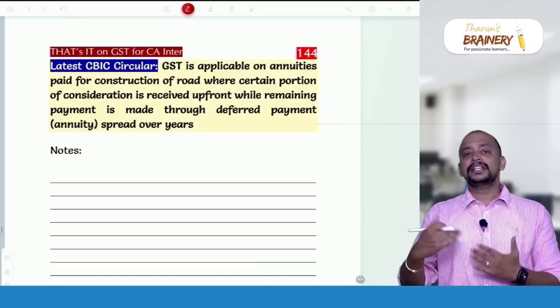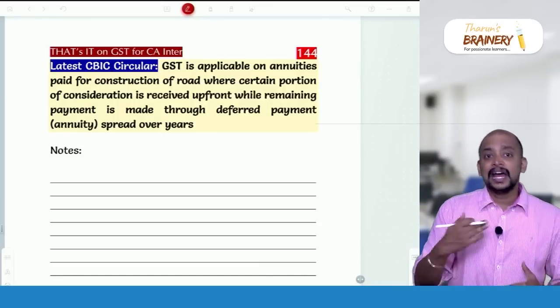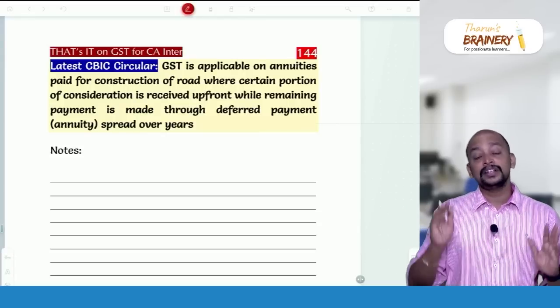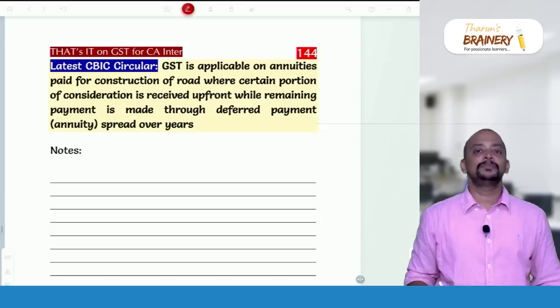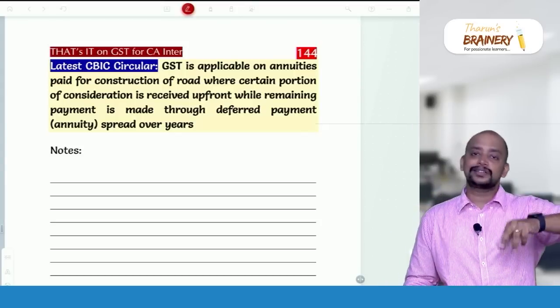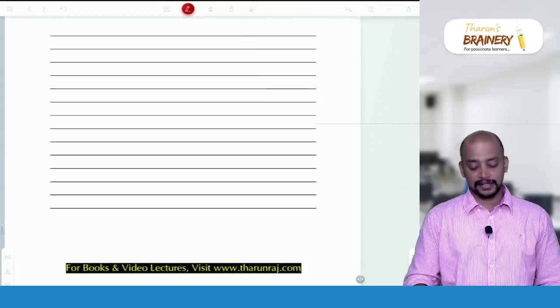Now what has happened instead is that government is giving land and asking the builder to lay down the road, and instead of collecting it from the people, they are asking to collect it from the government on an annual basis. But that is not called toll charges, so therefore it will be taxable. That is this CBIC circular.